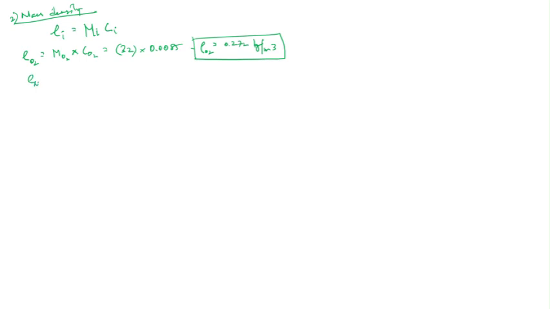Similarly, rho of N2 is equal to the molecular weight of N2 times the concentration of N2. The molecular weight of nitrogen is 28, times the concentration, which is 0.032.